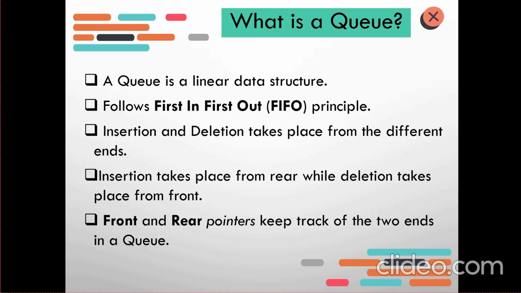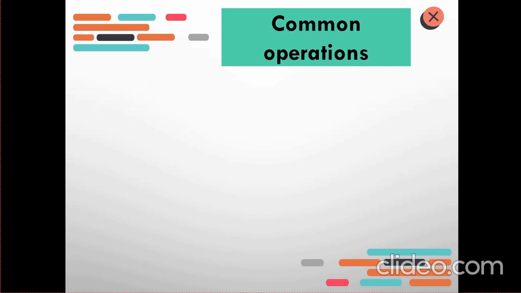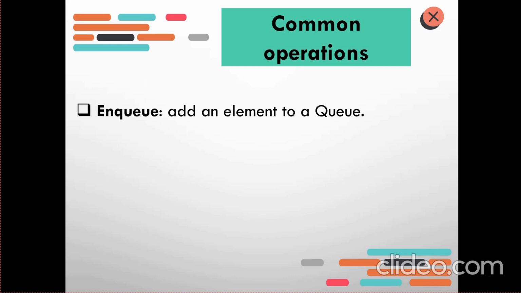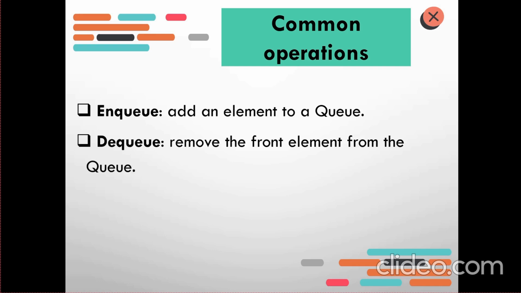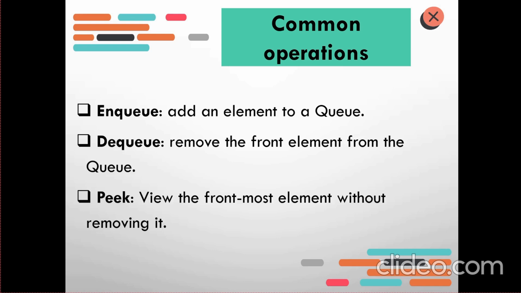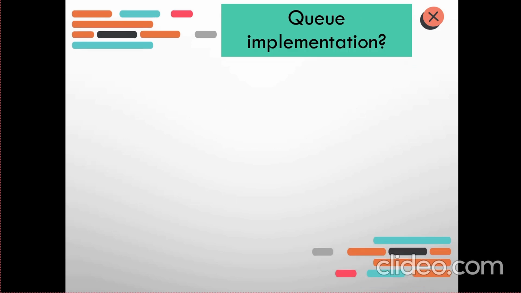That makes it necessary for us to have two pointers, generally known as front and rear, which keep track of the two ends of a queue. So what are the common operations we encounter in case of a queue? One is the enqueue operation, which helps us add elements to a queue. Then you have a dequeue, which removes the frontmost element from the queue. And then you have the peek operation, which helps us view the topmost element without removing it.